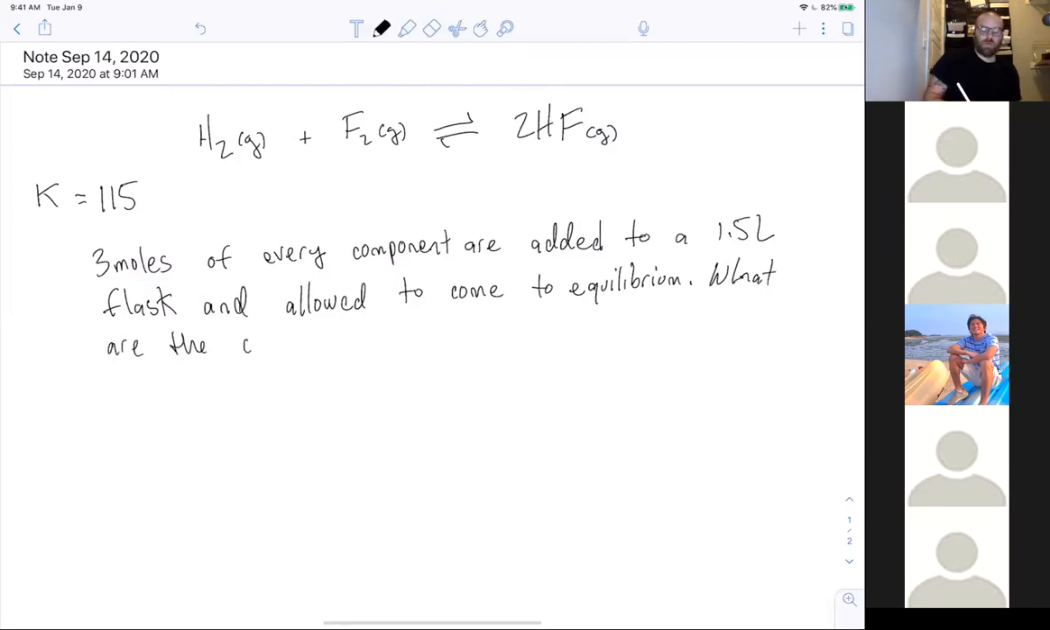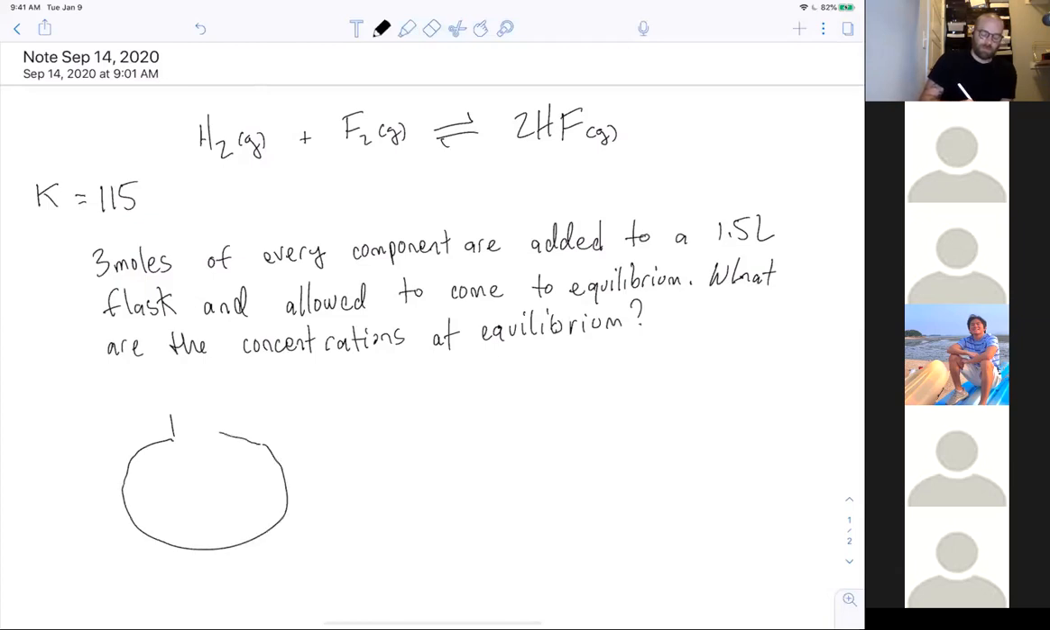So the broad way we look at these problems is we'll say, what are the concentrations at equilibrium? This is a standard equilibrium type question. You're given some initial starting point where you're saying, okay, I take 3 moles of each of these. So I've got a 1.5 liter flask. Let's say I've got a round bottom flask. It's 1.5 liters.